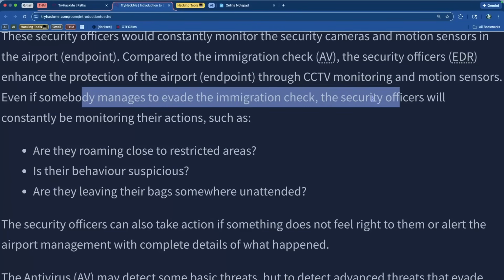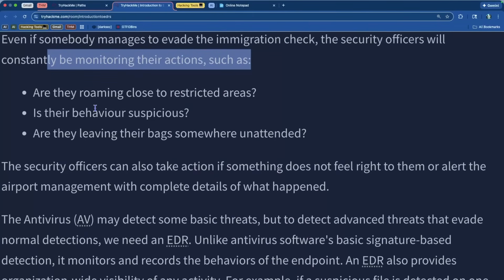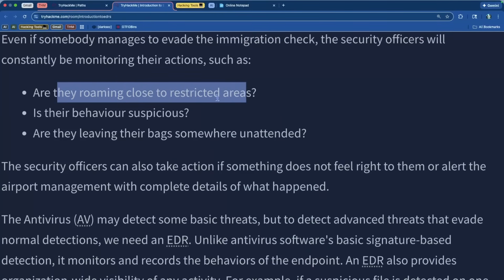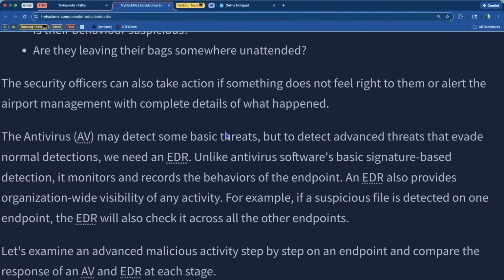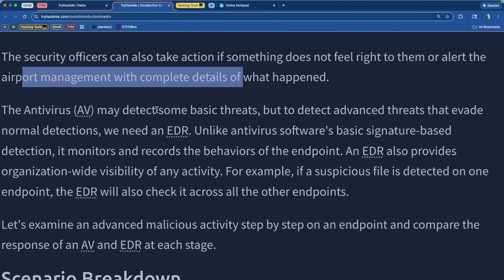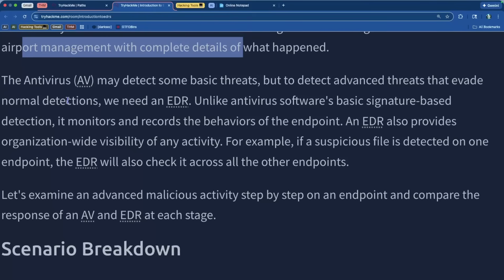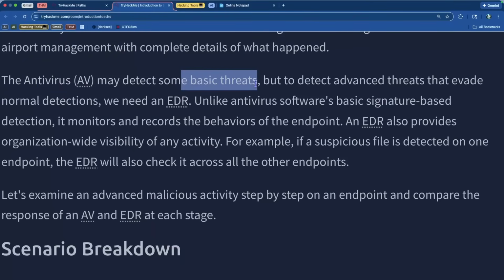Even if somebody manages to evade immigration, the security officers will constantly be monitoring their actions. Are they roaming close to restricted areas? Is their behavior suspicious? Are they leaving their bags somewhere unattended? The security officer can also take action if something does not feel right, or alert airport management with complete details of what happened. Antivirus may detect basic threats, but to detect advanced threats that evade normal detection, we need the EDR.